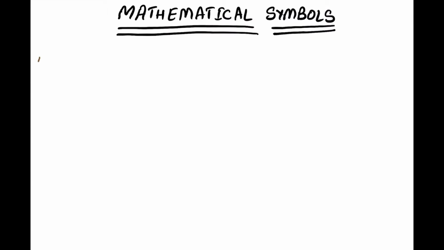The first symbol that we will be studying is the equal to symbol. If we want to illustrate that two numbers are equal, then we will use the equal to sign. Let's look at an example. If we have 1 plus 1 equals 2, as you can see here, the left hand side is equal to the right hand side. That's why we use this equal to symbol in between.